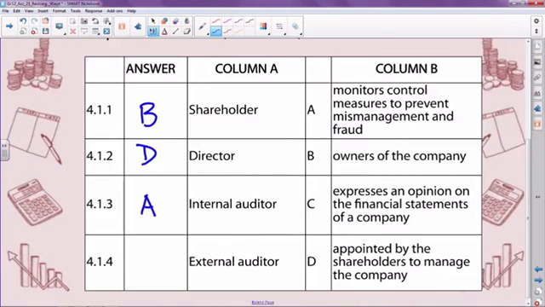So obviously your external auditor would be C, meaning what? Again, look at the rationale behind it. He or she expresses an opinion on the financial statements of a company. Remember, your external auditor is appointed by the shareholders to express an opinion on the financial statements. Okay, that was a lovely appetizer.